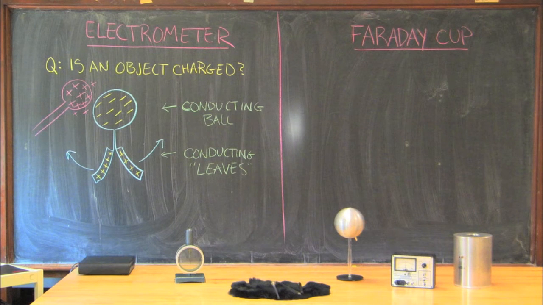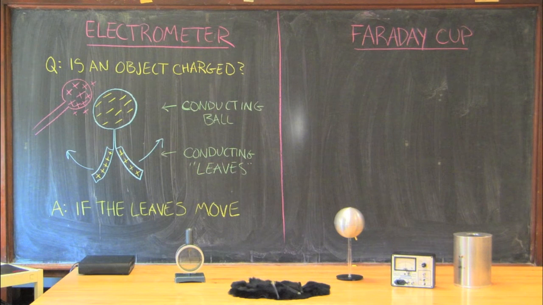If you brought a negatively charged object near the sphere, the leaves would both become negatively charged and would again be repelled from each other. So anytime you move a charge near the electrometer sphere, the leaves will move.